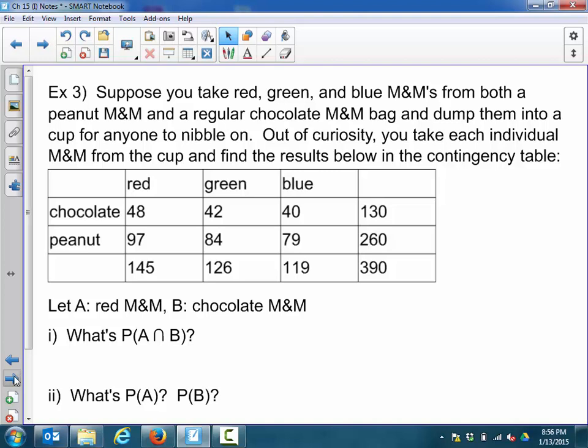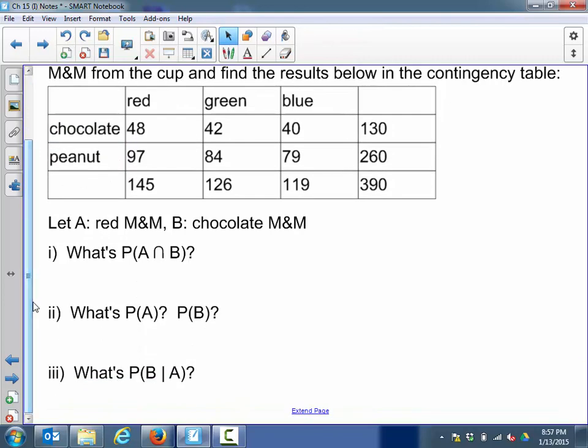All right, so in example 3, suppose you take red, green, and blue M&Ms from both a peanut M&M bag and a regular chocolate M&M bag and dump them into a cup for anyone to nibble on. Out of curiosity, you take each individual M&M from the cup and find the results below in the contingency table, or as you may remember it being called, a two-way table. We've got two variables being recorded for all 390 of these M&Ms: the color of the M&M, and the type of M&M, chocolate versus peanut. From this contingency table, let's answer some questions.